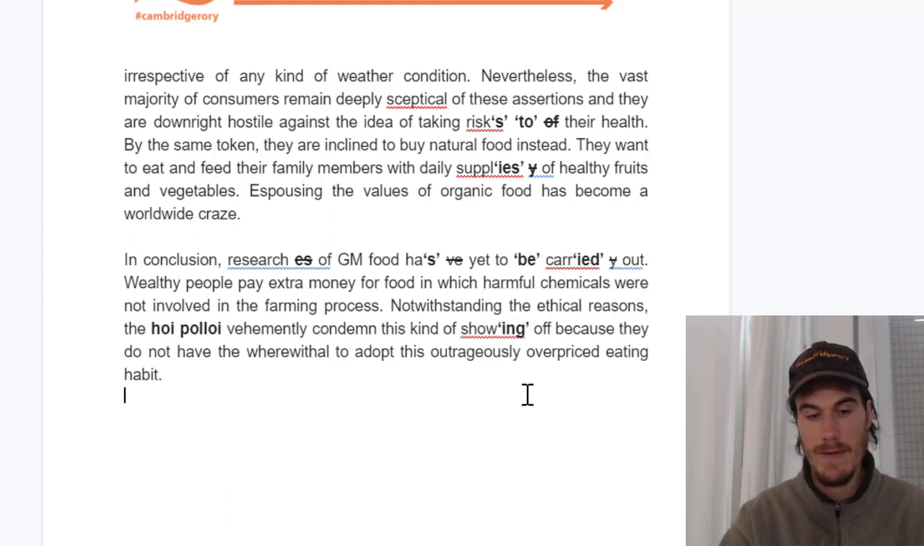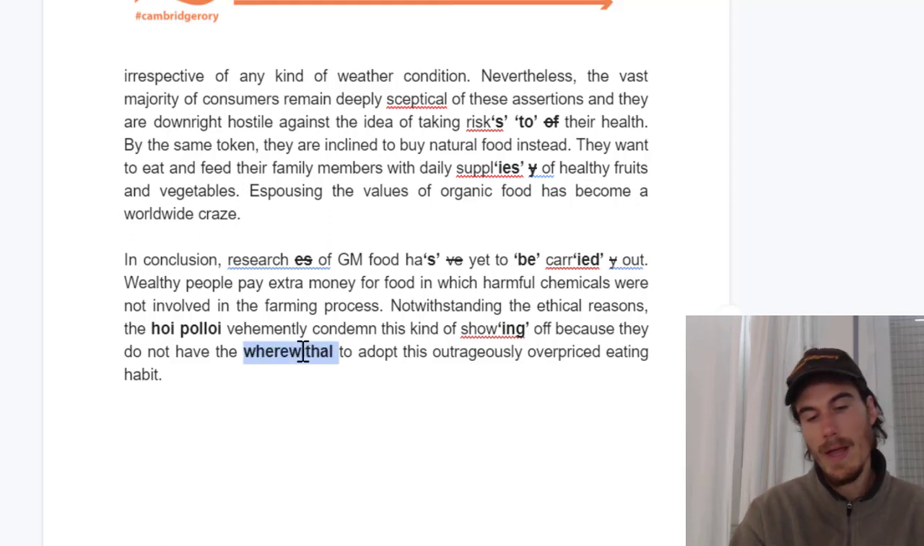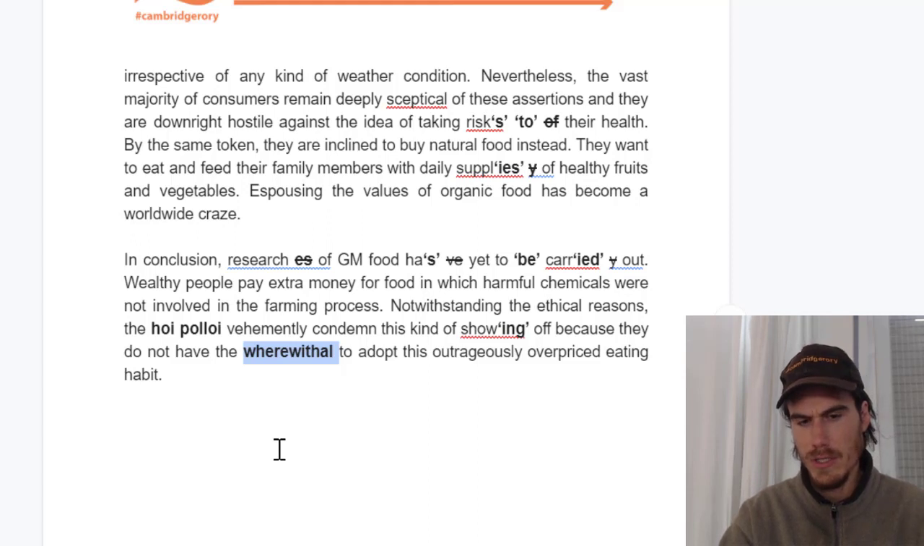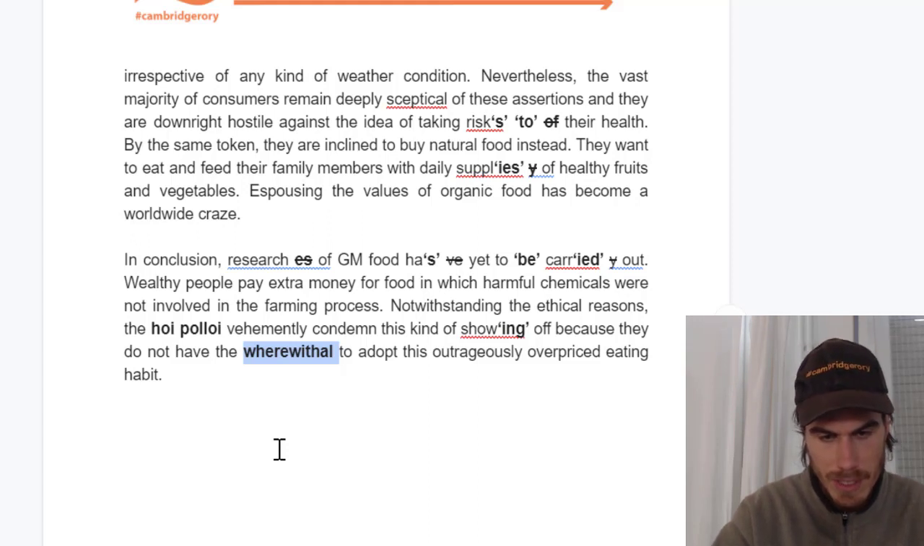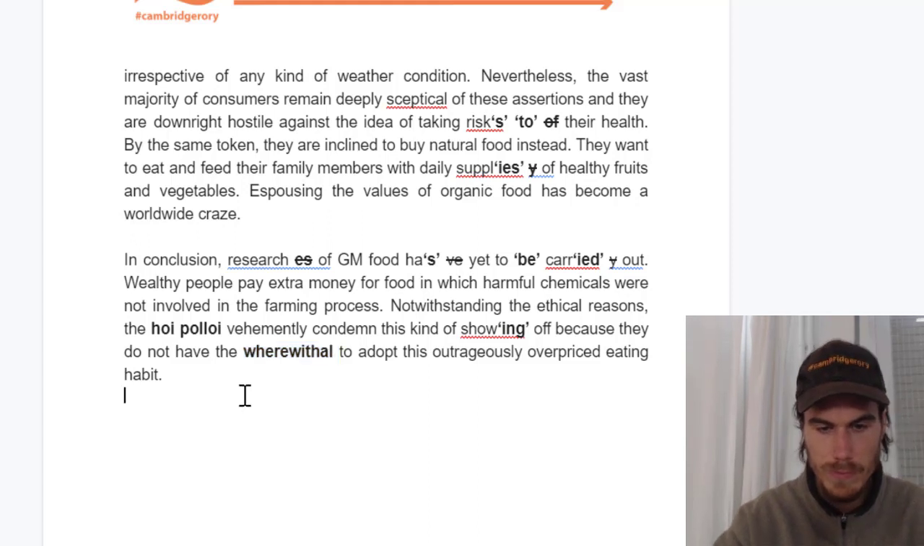Because they do not have the wherewithal to adopt this outrageously overpriced eating habit. Yeah, okay, I don't think it's about the wherewithal. Wherewithal is like they don't have the knowledge to adopt it. I think they do have the knowledge maybe, but they just don't have the ability to because they don't have enough money, for example. Just going to read this last paragraph again.